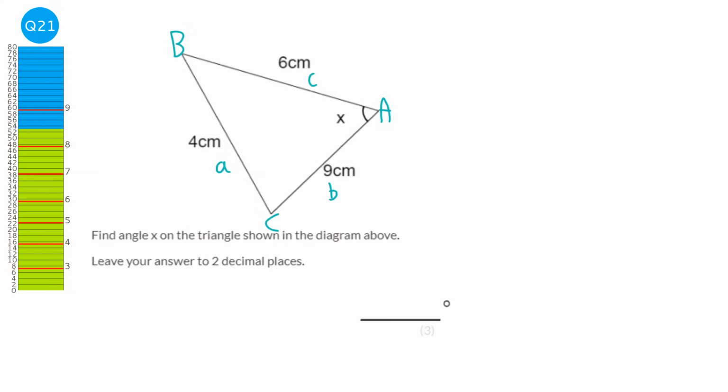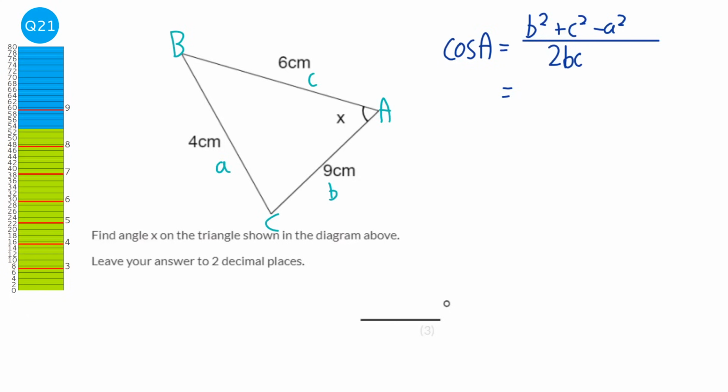So the cosine rule I'm going to use is cos A equals b squared plus c squared minus a squared over 2bc. And all that is, if you don't know what this formula is, it's just a rearranged variant of the a squared equals.